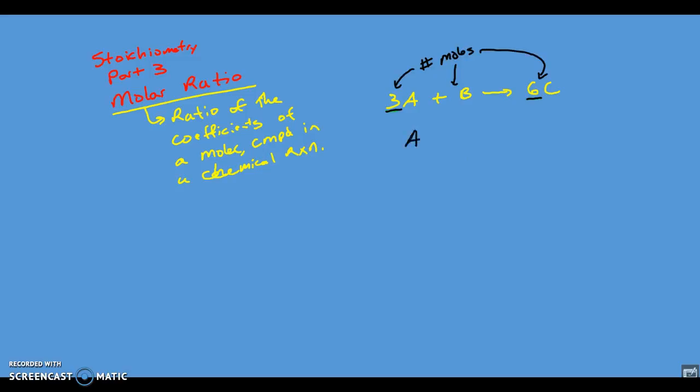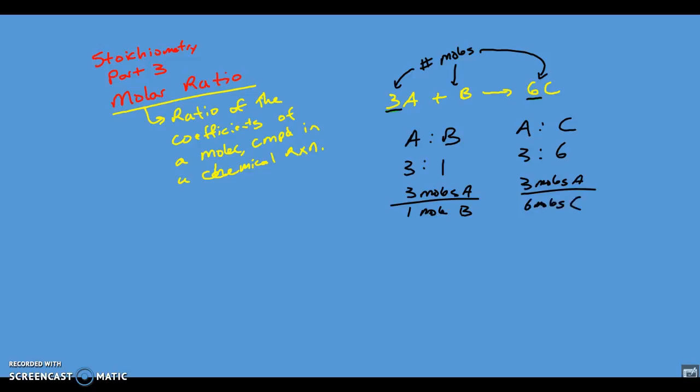So my ratio of A to B is 3 to 1, or 3 moles of A to 1 mole of B. And my ratio of A to C is 3 to 6, 3 moles A to 6 moles of C. The ratio of B to C, 1 to 6. 1 mole of B is equal to 6 moles of C.